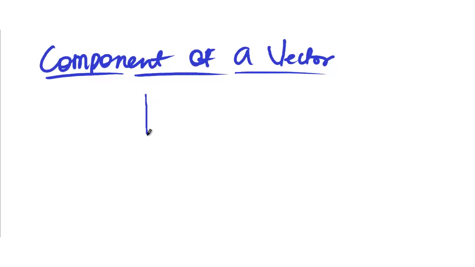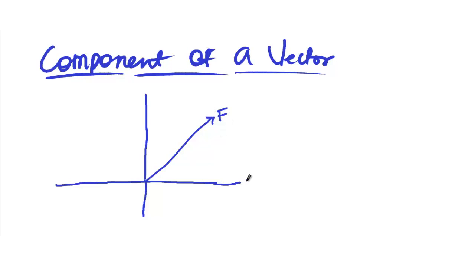Now let's assume we have an axis like this, such that we have a vector in here. The vector, let's say, is a force vector. So basically this is your x component, this is your y component, and the angle of inclination of the vector to the horizontal, or to the x-axis, is taken to be theta.